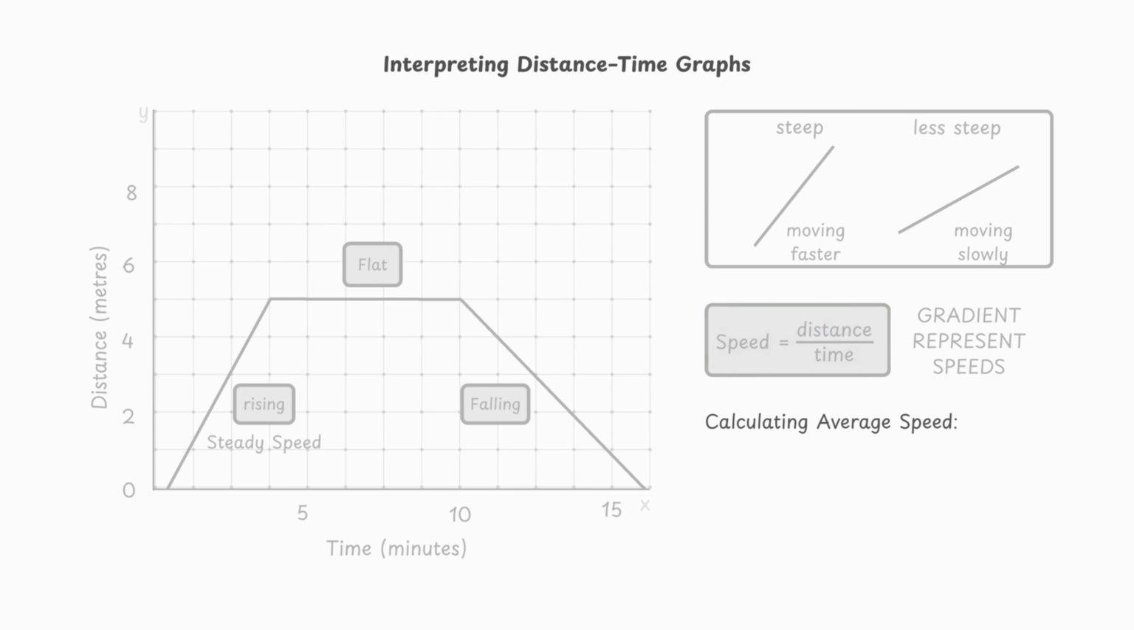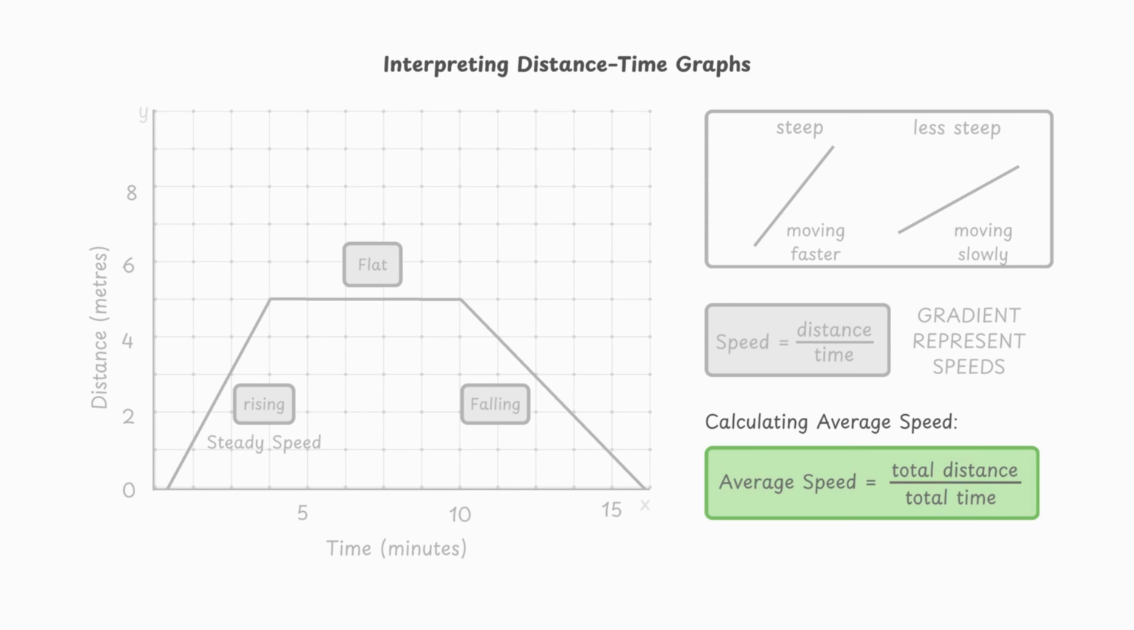Finally, look at the last formula appearing at the bottom. Average speed is calculated by dividing the total distance traveled by the total time taken for the whole journey. So remember, a rising line means moving away. A flat line means stopped. A falling line means returning back. And the steeper the gradient, the faster the speed.